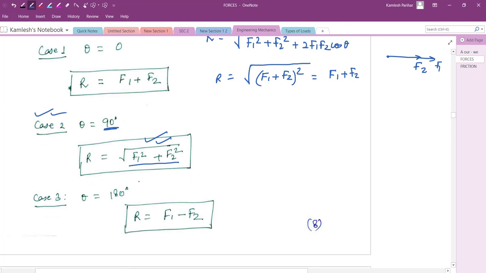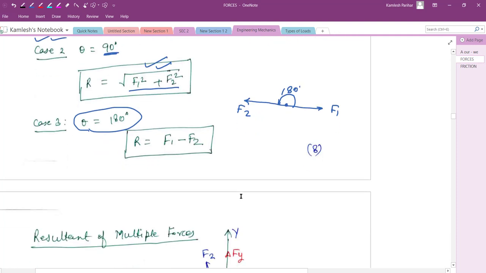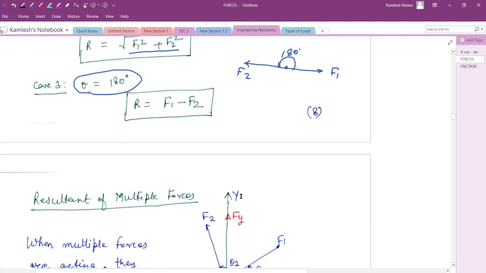Now see here, when theta is equal to 180 degrees, then one force is acting in this direction, say F1, and F2 is acting opposite to this. Hence it makes an angle of 180 degrees. Now it is very evident, and you can see that the resultant R will be equal to F1 minus F2. Clear? So here we finish this parallelogram law of forces.